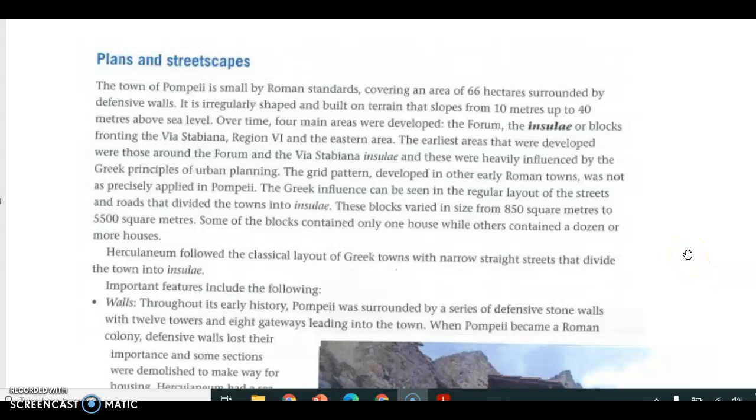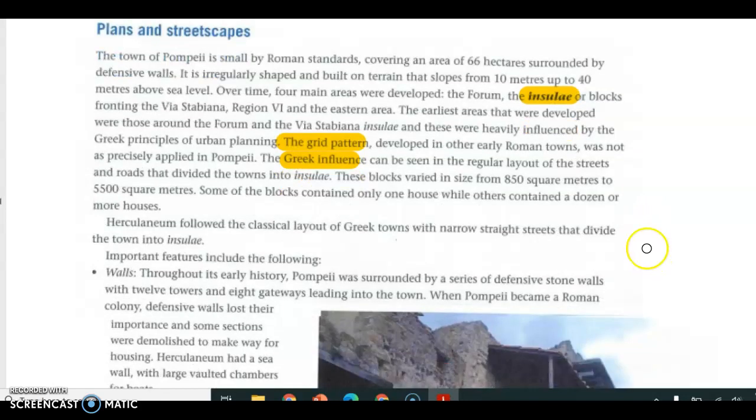One of the important key terms for this dot point is insulae. An insulae is basically the Roman key term for a block. The whole town is actually influenced by the Greek system, which is a grid. So the whole town is organised in this grid pattern where streets run at right angles to each other. It's very well planned out. When you walk around, you can figure out where everything is from blocks. So it's not like a confusing mismatch of weaving streets. It's very well planned in this regular layout.